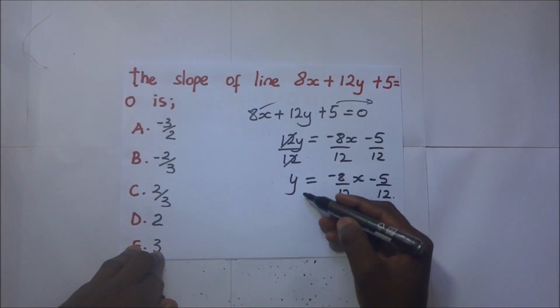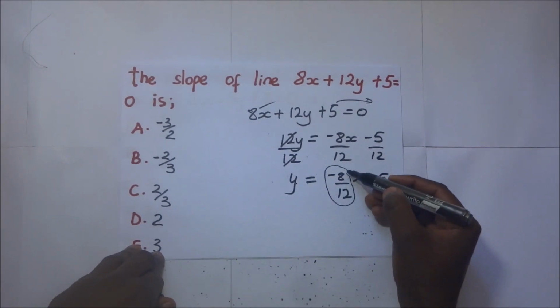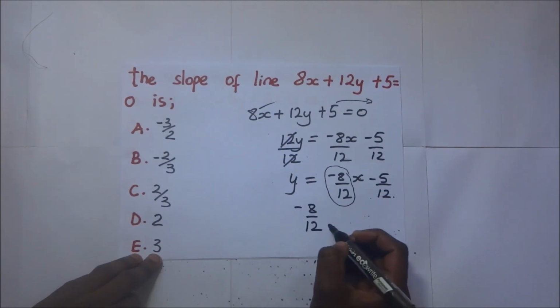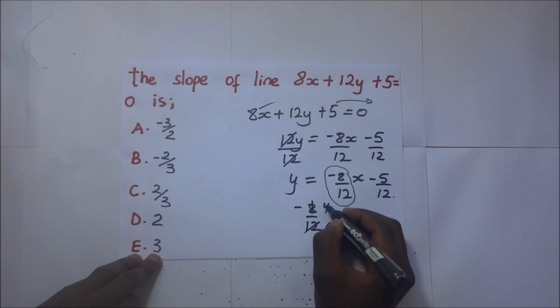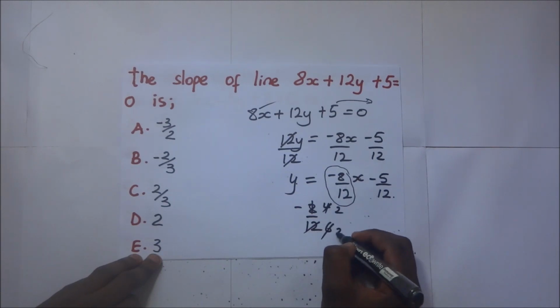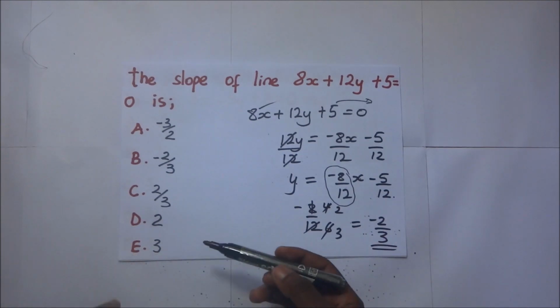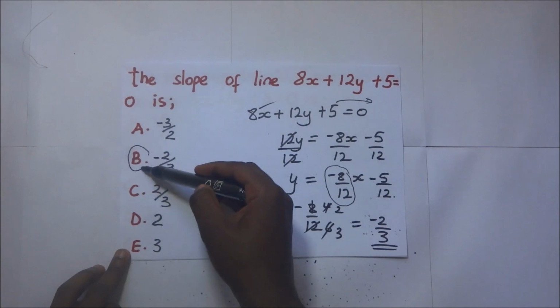Now, this is in the form of y is equal to mx plus c, and we all know that this is the gradient. So, -8 over 12, to simplify this further, by 2 we have 4, by 2 we have 6, by 2 we have 2, by 2 we have 3. So the answer is -2 over 3, that is the ultimate slope. So coming here, -2 over 3 is B.